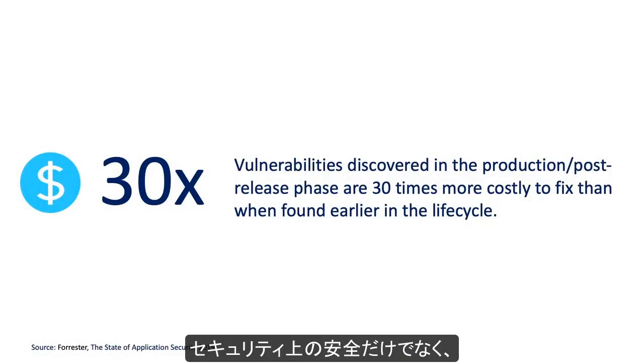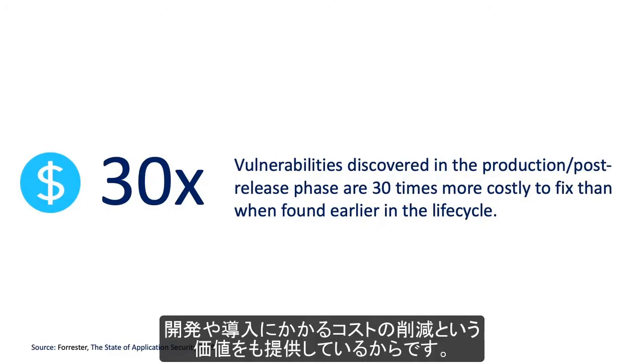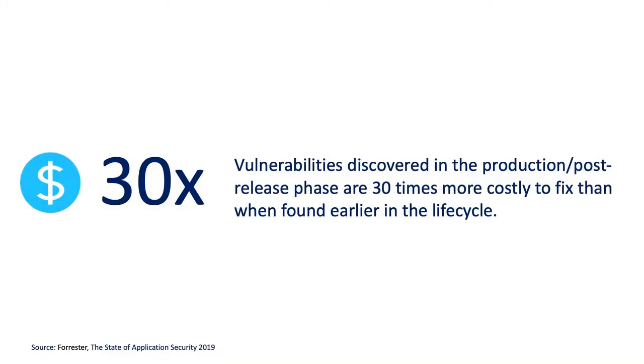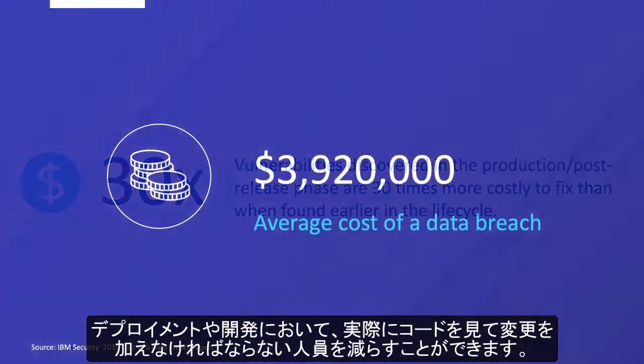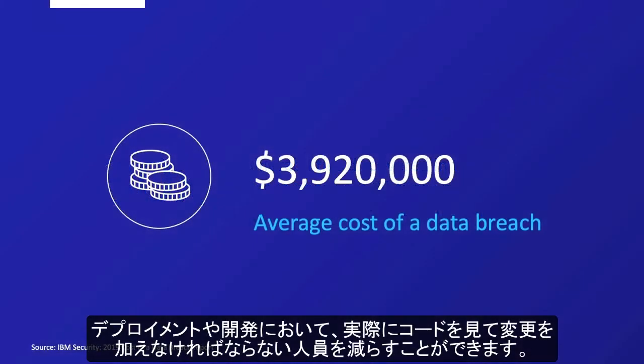So the earlier we can identify those issues, the greater the value to the organization and to that application. We're not only providing the value of being able to secure that software, but we're also decreasing the costs that are inherent in furthering the development and deployment process. We're cutting those costs and cutting the number of individuals that have to look at that code and make changes to it.